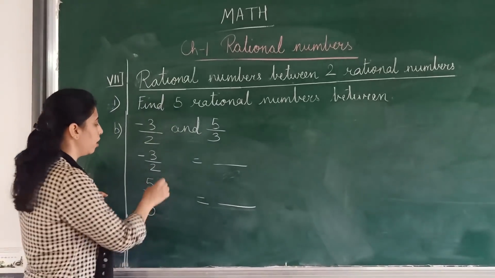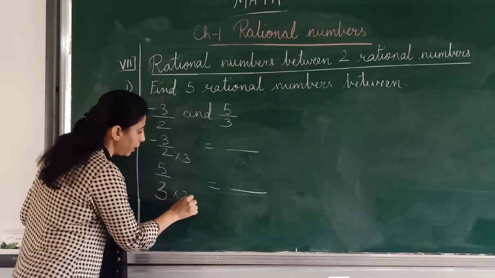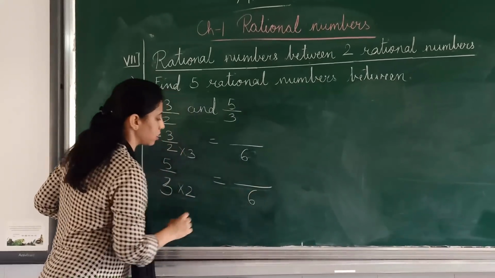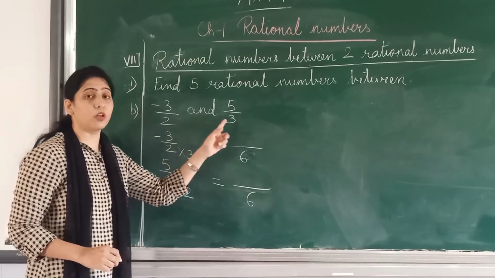Same. Now 2 multiply by 3 and 3 multiply by 2. So 2 3s are 6, 3 2s are 6. Why are we doing this here? Because the denominators are not the same.